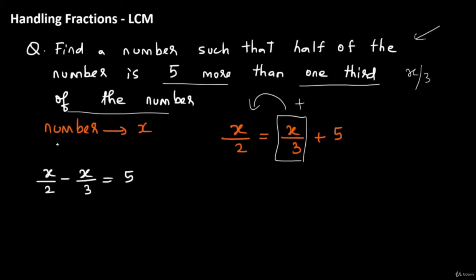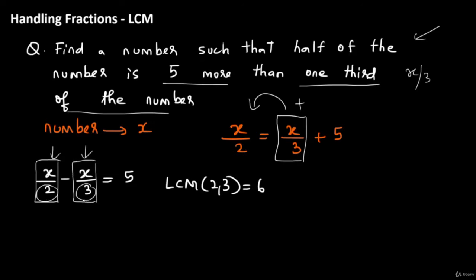Now over here we have two fractions, and we have 2 in the denominator over here, and over here we have 3. So the same principle that applies to adding or subtracting fractions applies over here also. We need to make the denominator the same, right? So let's take the LCM of 2 and 3. The LCM of 2 and 3 is equal to 6, right? So we need to convert this fraction into a fraction with the denominator 6, and the same thing has to be done over here as well. Alright, so we can write this as 3x by 6 minus 2x by 6 is equal to 5.